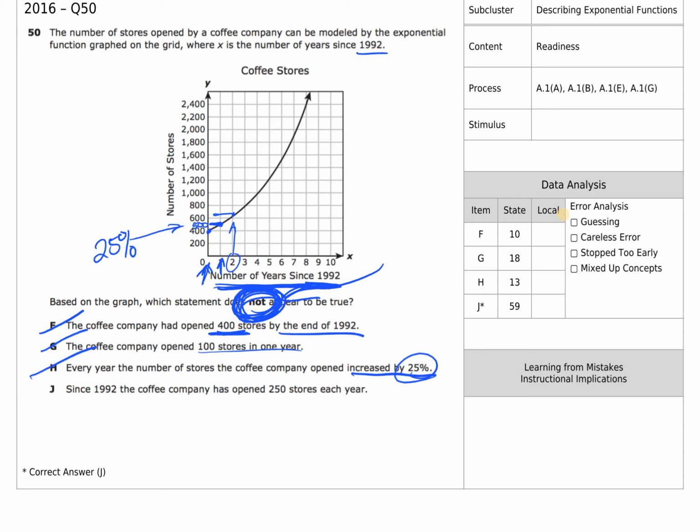Which leaves us with J. This one should be wrong. Since 1992, the coffee company has opened 250 each year. Unlike the previous one, which said it just happened once, or at least once, this one is saying every single time. And we know that that's not true because we've already seen this first year that we did the showing from 400 to 500, it was 100 growth, not 250. So J is the answer. It is not correct.